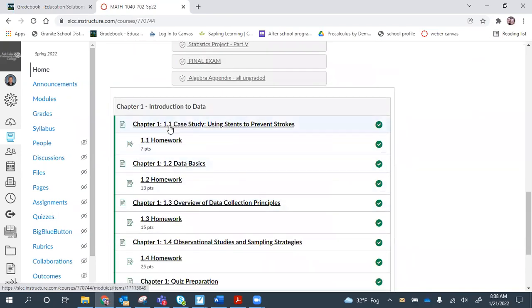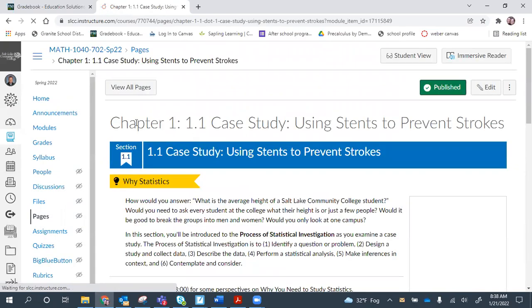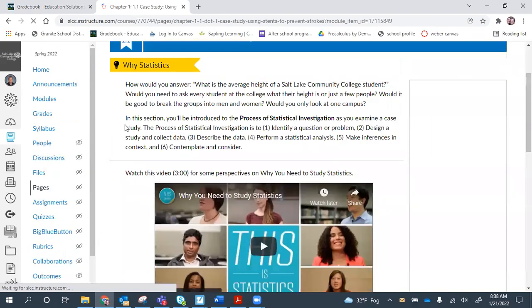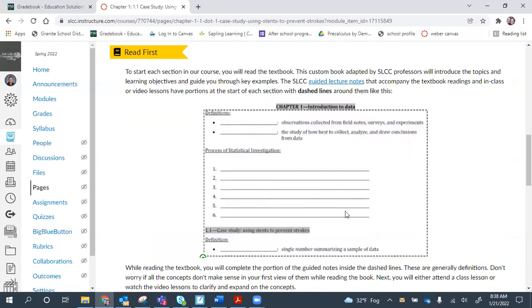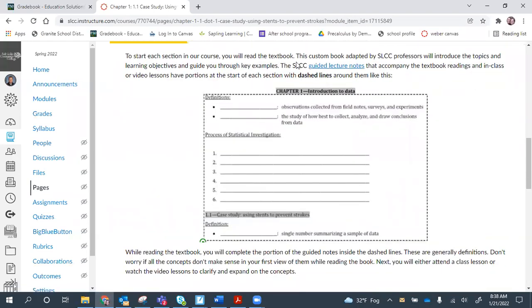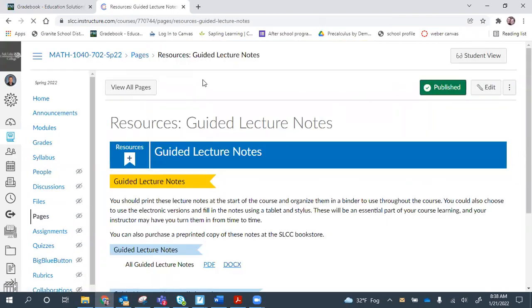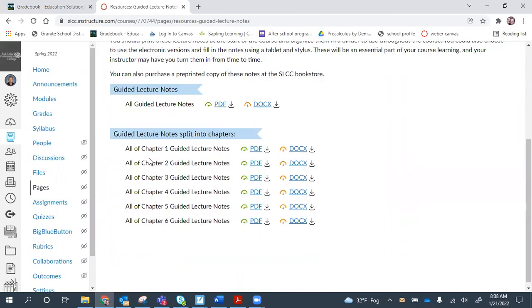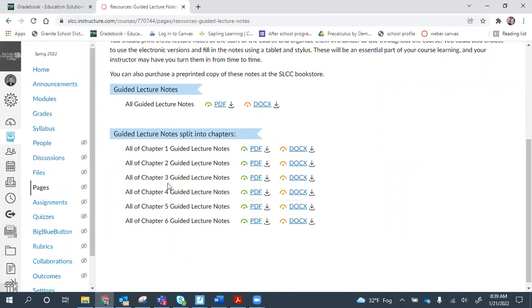So now if you click on chapter one, 1.1, so section one in chapter one, it has a couple of things here like just an introduction. We're actually going to watch this video and then it will have the guided notes. Now we're going to watch that video after I show you something about the guided lecture notes. I don't know if any of you went through this on your own already, but if not, I'm going to show you. So I would just download them. This is going to be for all of chapter one. I'll print these off for you for next week when I actually get to see you guys for Monday.